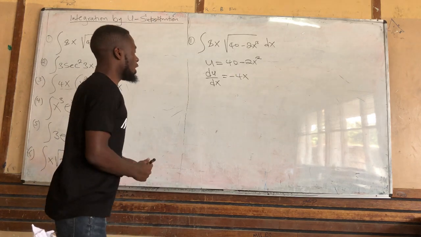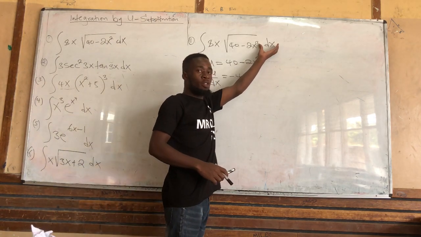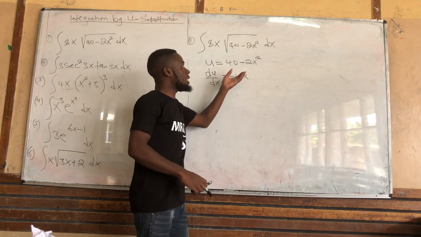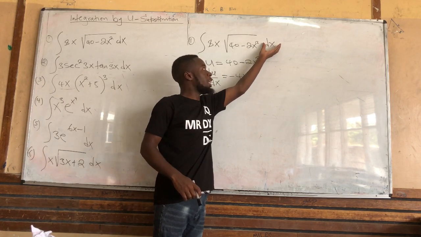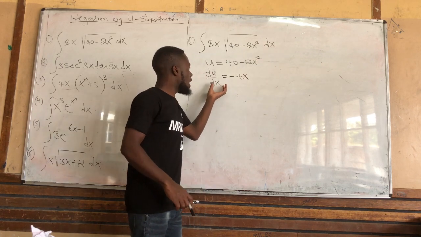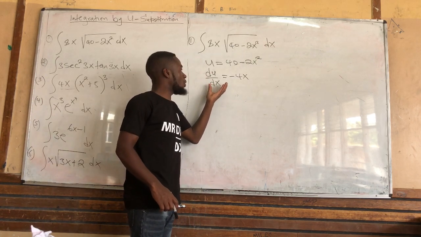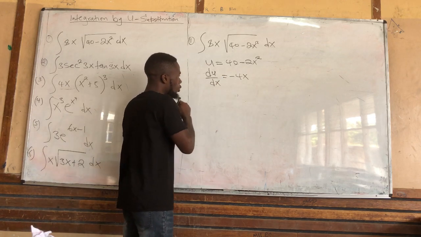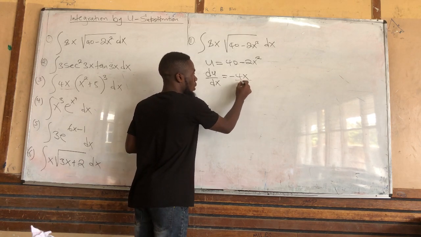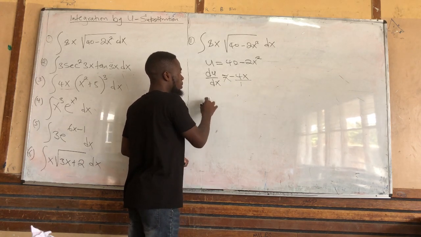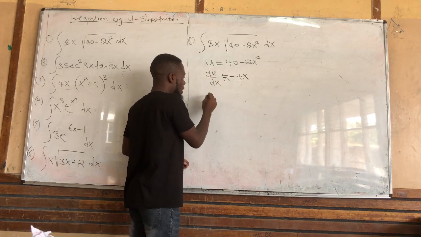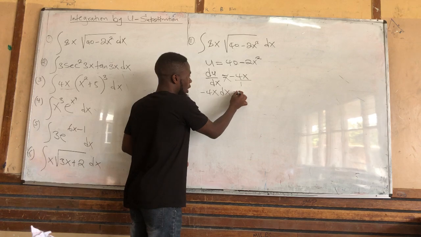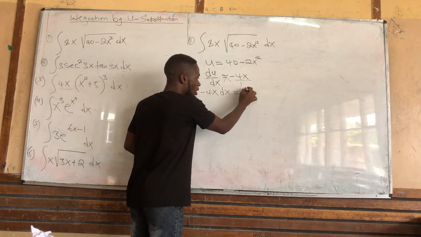So what do we do next? We know that the x is still part of the equation, so we need to make dx the subject of the formula, so that we can replace it. How do we make dx the subject? We cross multiply. So it will be negative 4x dx equal to du multiplied by 1, which equals du.